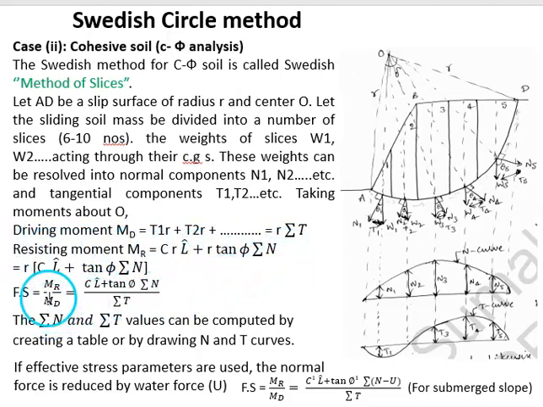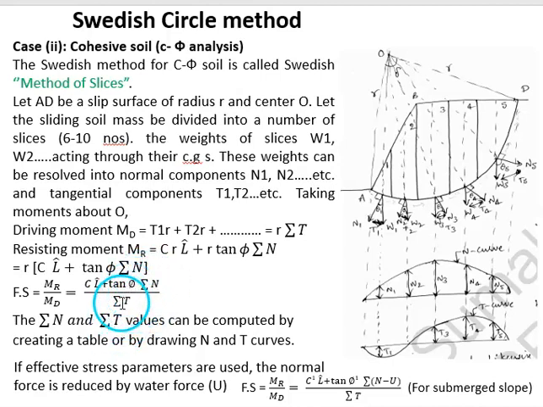Then we can take the factor of safety as the ratio of resisting moment by driving moment, which is equal to C into arc length plus tan phi into sum of N divided by sum of T. Everywhere R is there, so that will get cancelled. So we will get the equation like this. Here we need the sum of normal and tangential components.